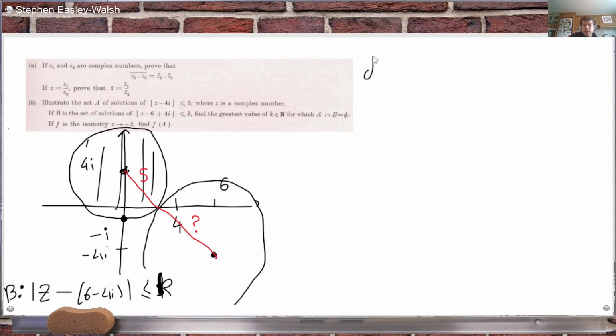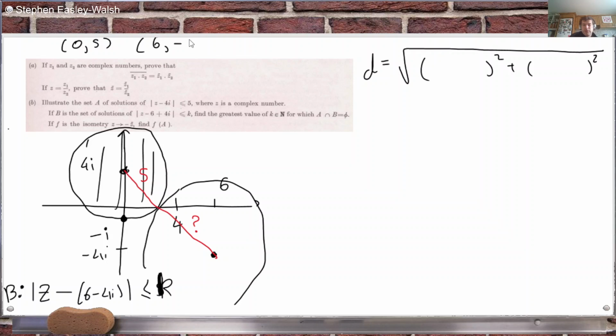So the distance would be the square root of the difference squared plus the difference squared. If you think about it as coordinates, the first one is at 0, 5, and the second one is at 6 minus 4. So it's x1 minus x2 squared plus y1 minus y2 squared. So that's the square root of 36 plus 81.